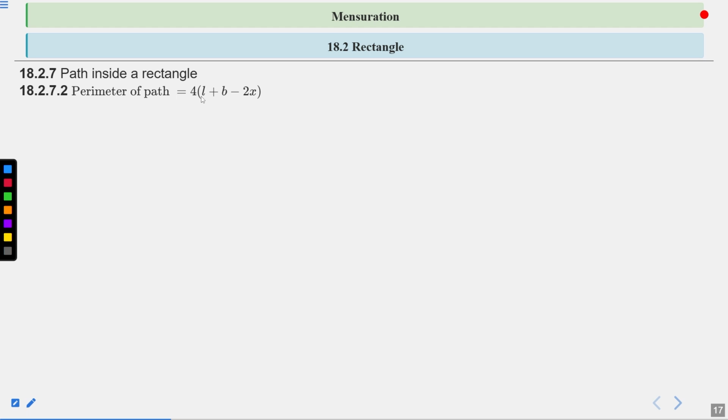Path inside a rectangle. So what will be the perimeter of the path? The perimeter of the path will become 4 times (L plus b minus 2x), where x represents the width of the path.